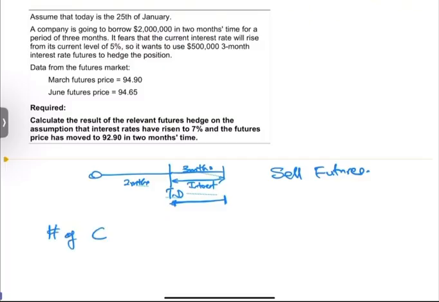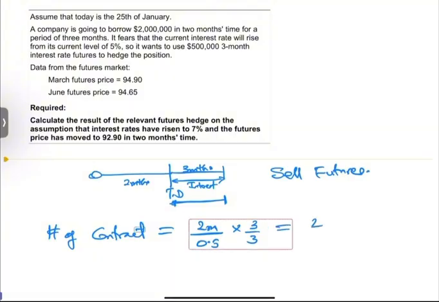So for this question, our number of contracts will be the 2 million that we are trying to hedge divided by the size of the contract, which is 0.5, multiplied by now it's going to be 3/3, because they align. And how many contracts do we need? That will give us 4 contracts. Extremely important: you must always know the number of contracts that you need.